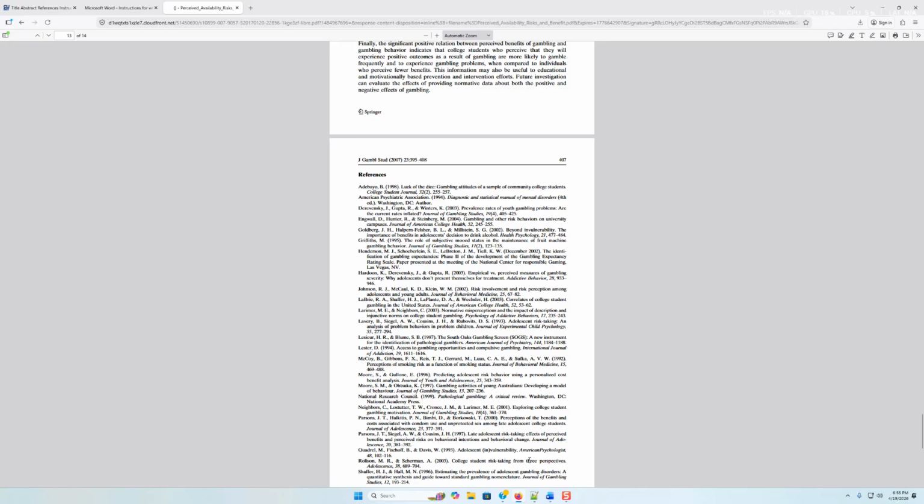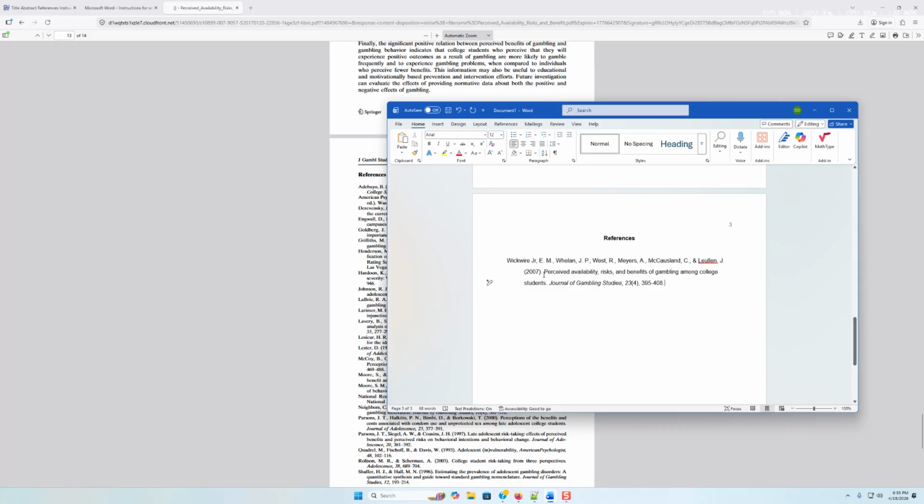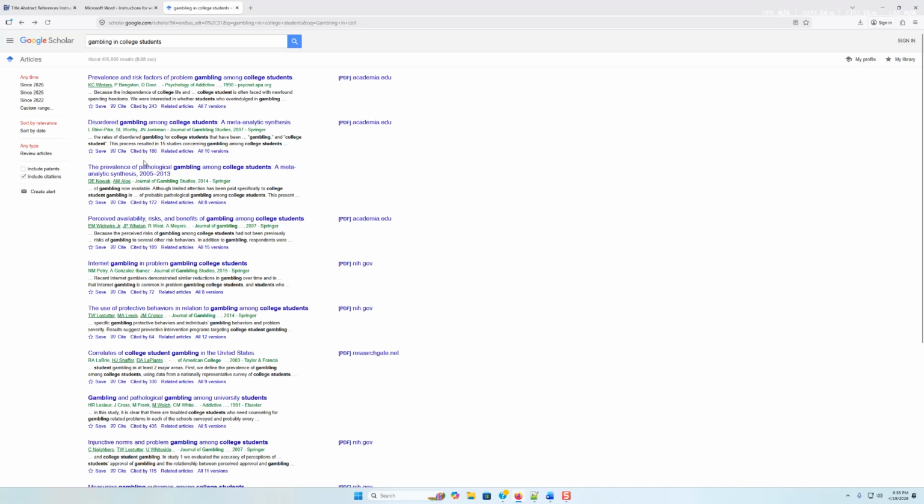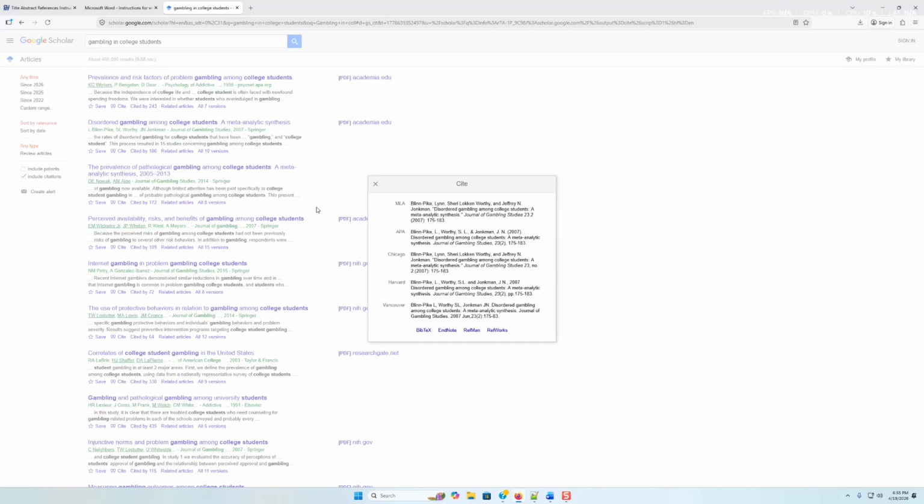So put it in alphabetical order by author's last name. So W will probably be towards the bottom. You should have a minimum of 5 references because you needed at least 5 for the introduction. So take the articles you used, go look them up in Google Scholar, and then just click on this quote here, and then you got your references. So this shouldn't be that bad to do.